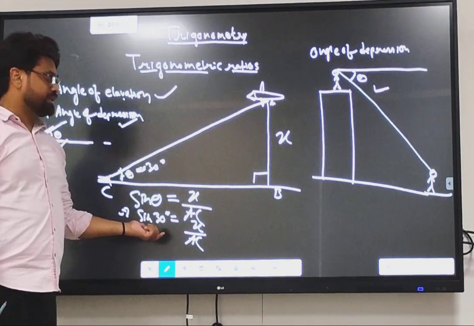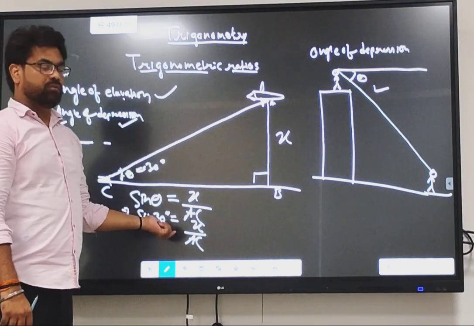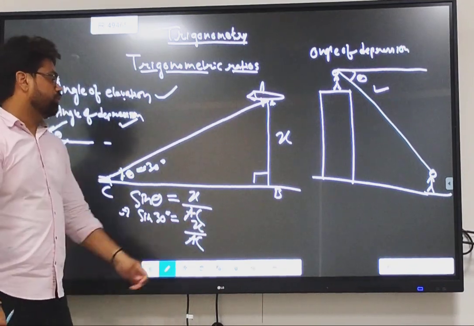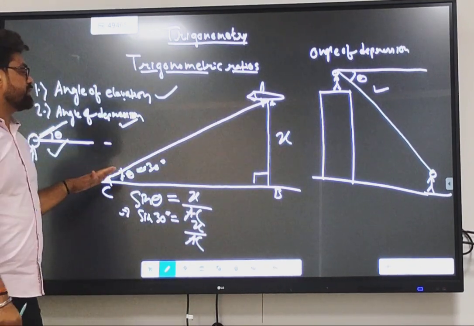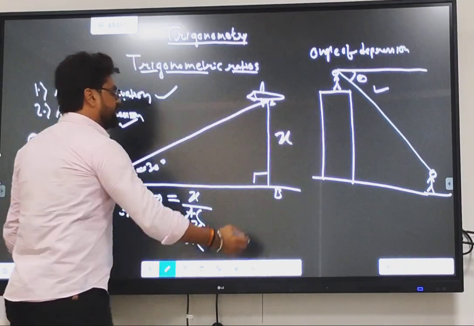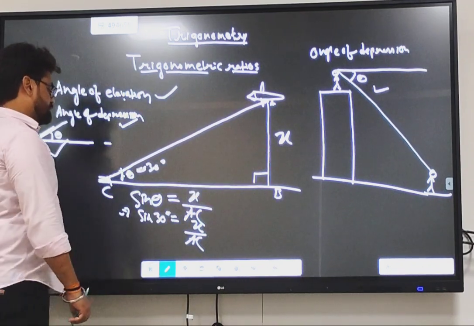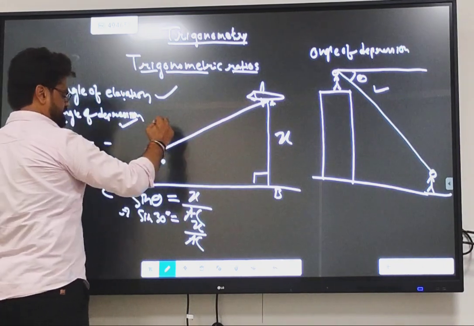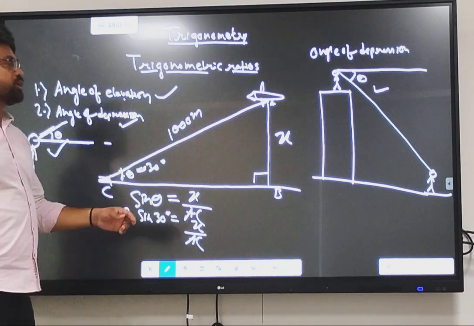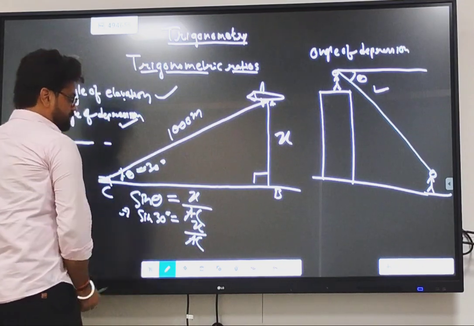Sin 30 we know will be equal to 1 by 2, as we have already discussed the value of trigonometric ratios at different angles. So sin 30 will be equal to x upon AC. Now to find this x, we must know AC. For any right angle triangle, if we have to find any side and the other two sides are known, we can find it. So let us suppose this distance AC is 1000 meter. I will put AC equal to 1000.